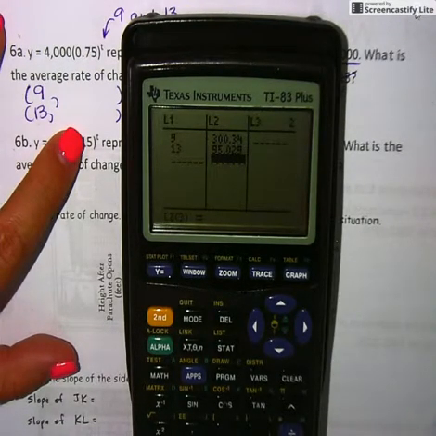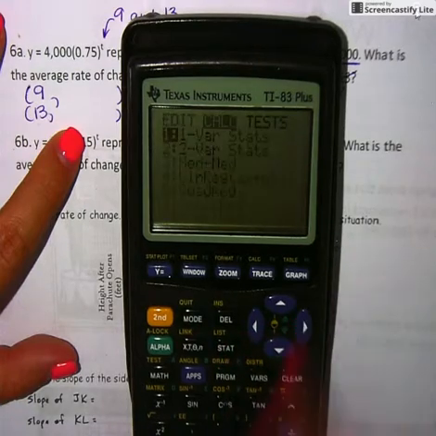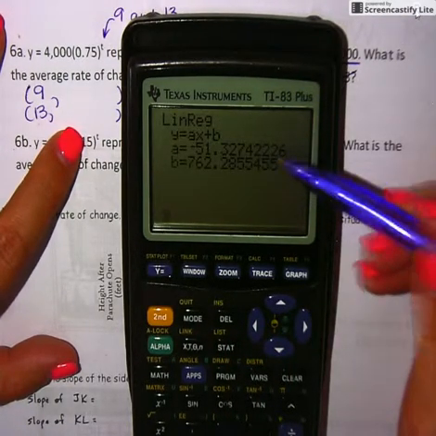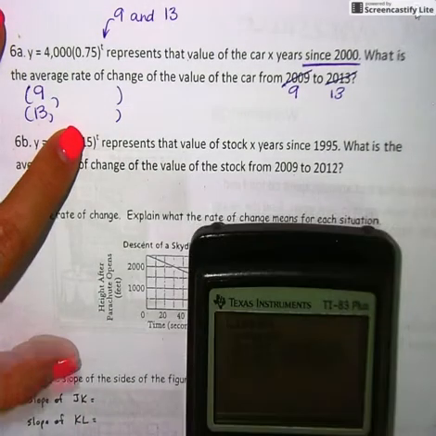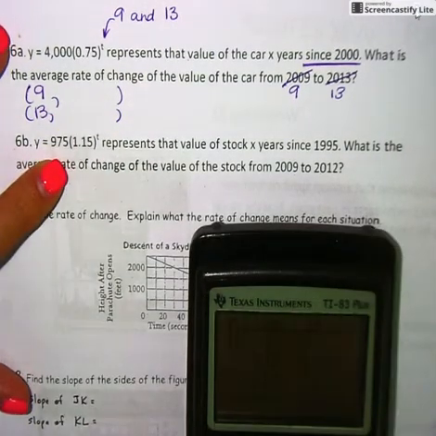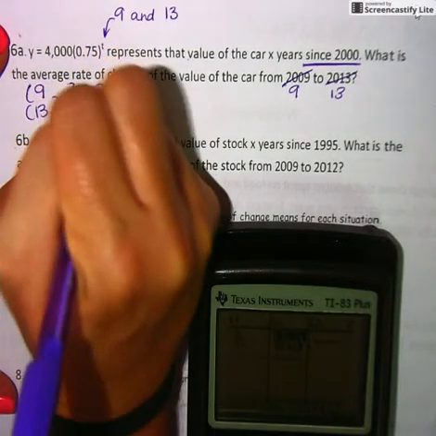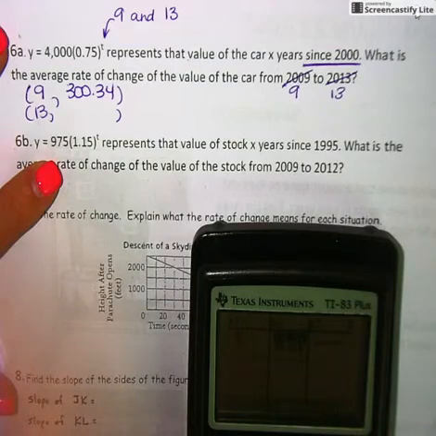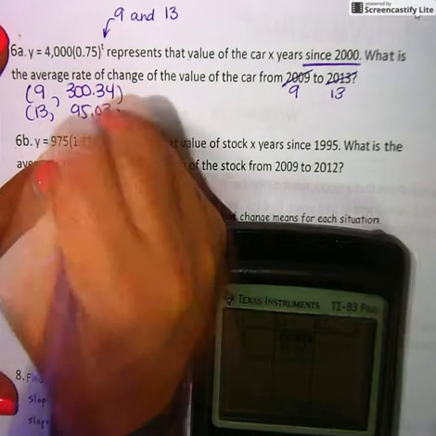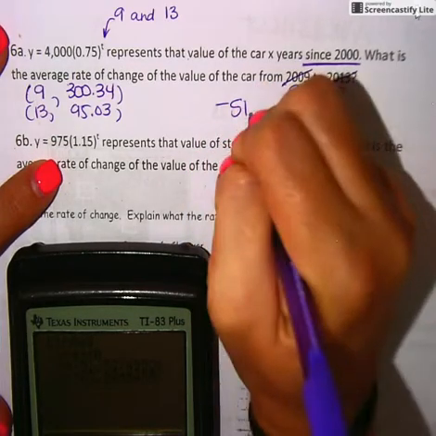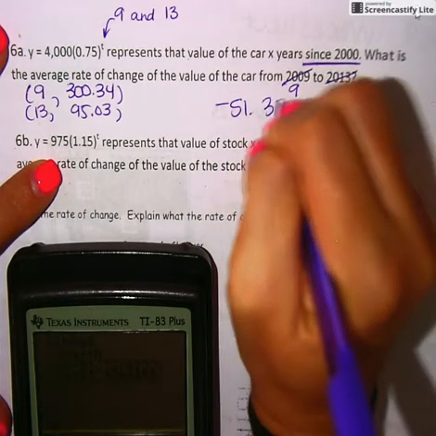In order to get my final answer for my average rate of change, I'm just going to hit stat, calc, enter, and it's the A value, so negative 51.3. So that was negative 51.33.